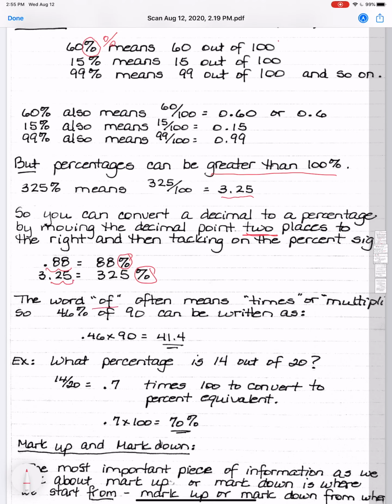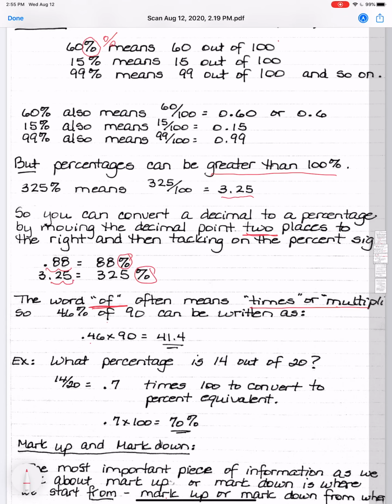Oftentimes we will use the word of simply to mean times or multiplication. For example, 46% of 90 can be written as 0.46 because we learned we could move the decimal point 2 places and drop the percent sign. Of is times 90, and then we're ready to work it out, and it's 41.4.